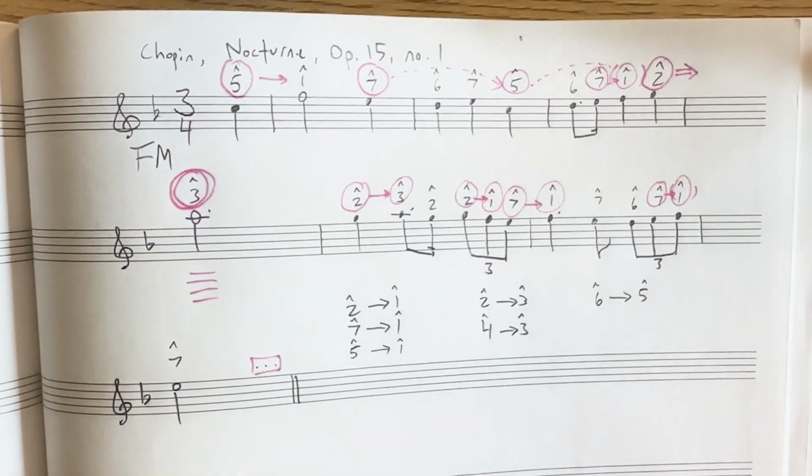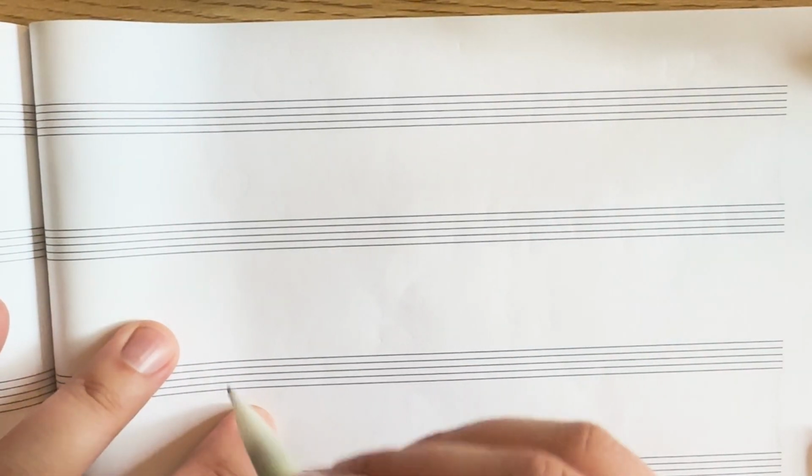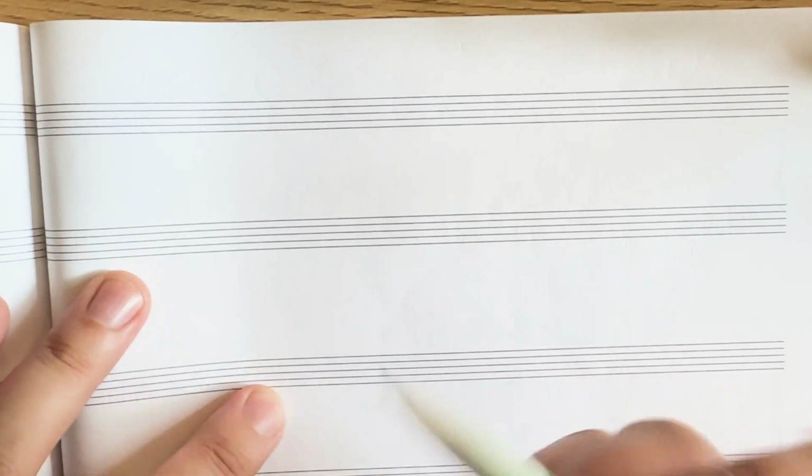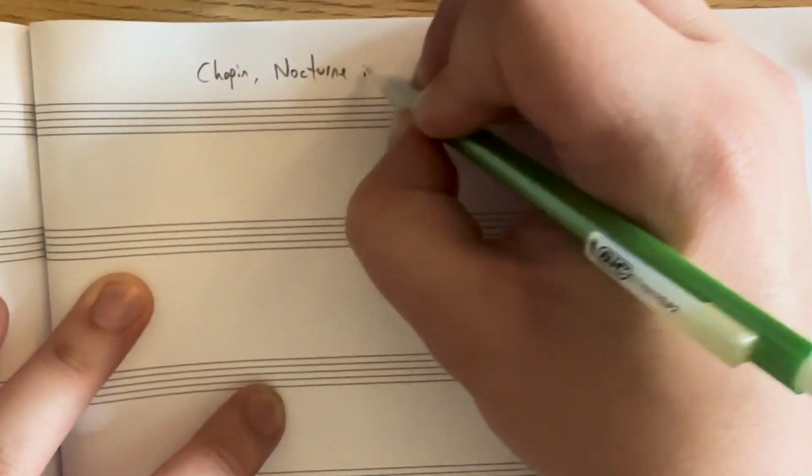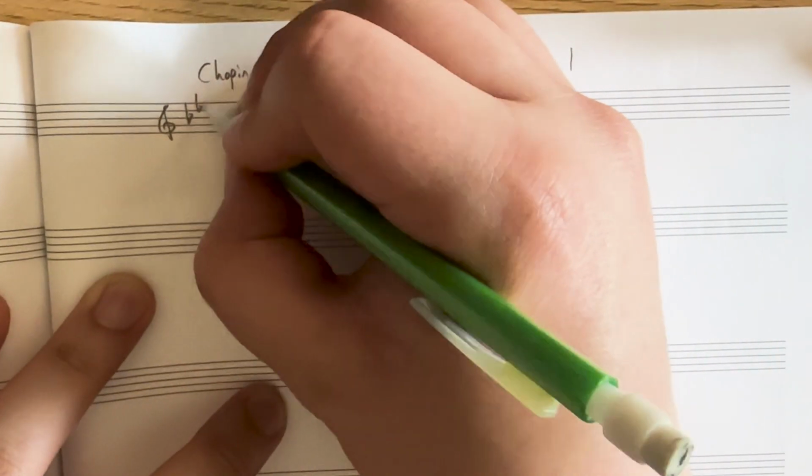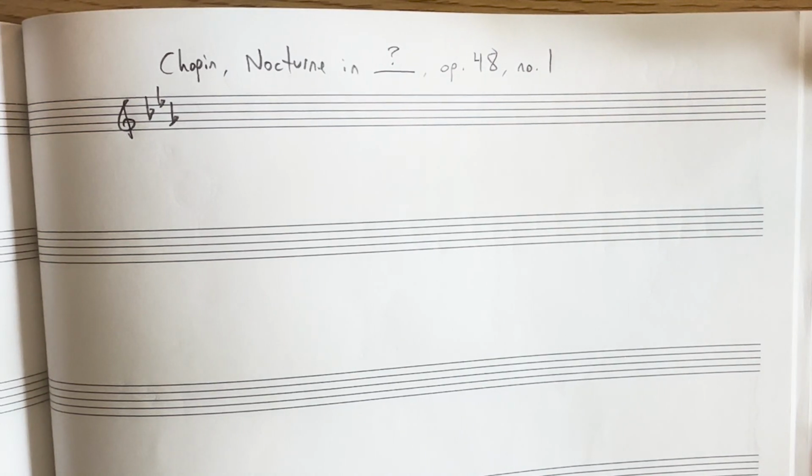Let's look at another example in minor. This is going to be from Chopin's Opus 48 number 1, also a nocturne. So I'm going to write out the score, and as I write it out, try to look for the same clues that we looked for before. So starting and ending points are going to be really helpful.